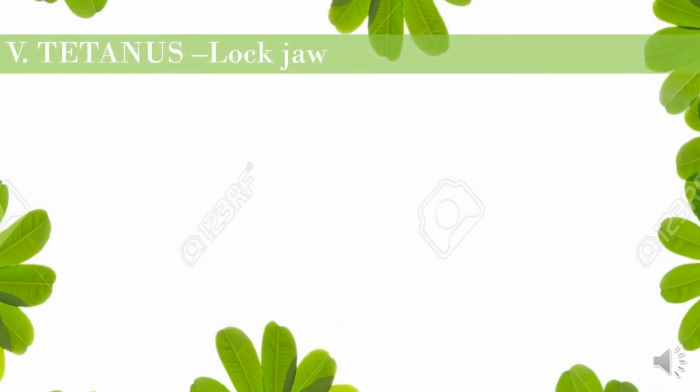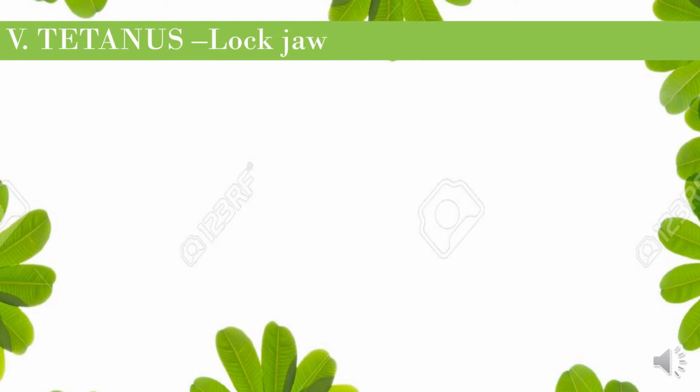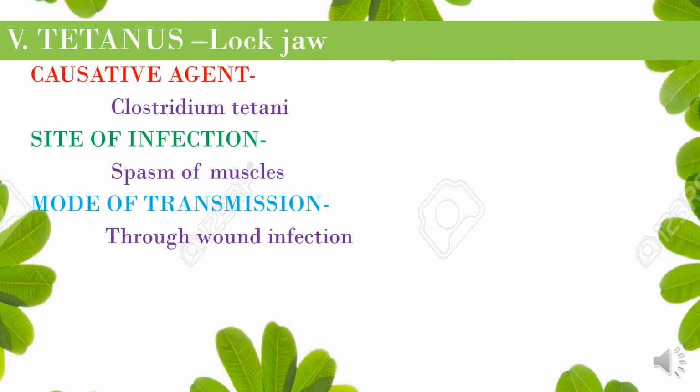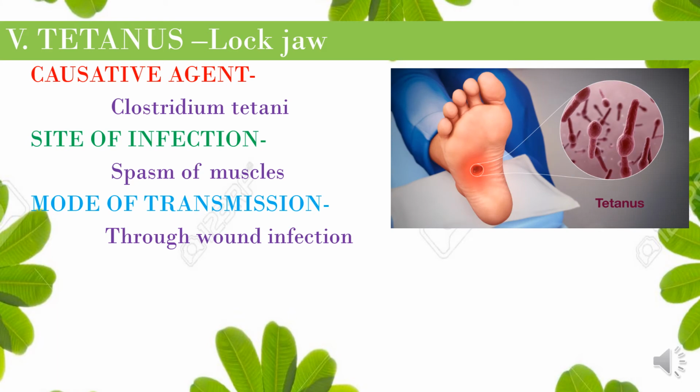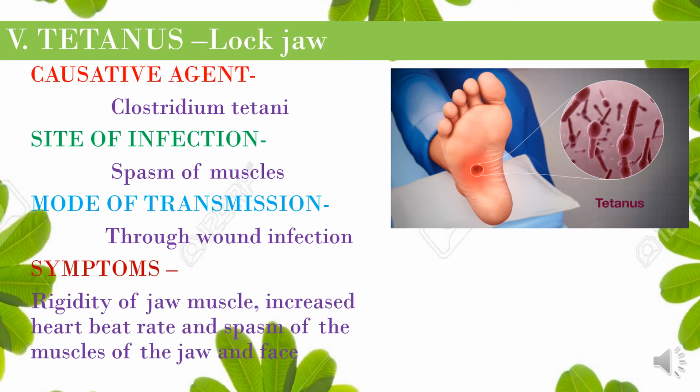The next disorder is tetanus, called lockjaw. It is caused by Clostridium tetani. It infects the muscles, causing spasms. The mode of transmission is through wound infection. A person suffering with a wound which is not healing for a long time may result in the spread of the infection through the wound.